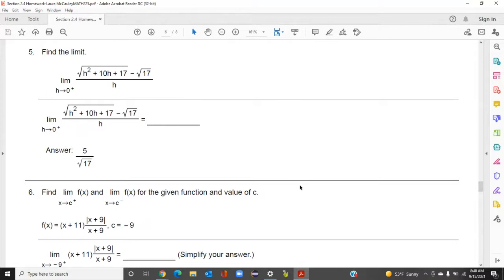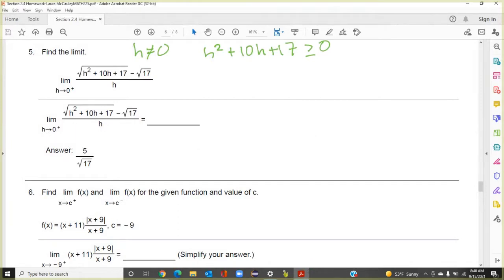All right, so let's look at number 5. This one looks like a big mess. So we're approaching 0 from the right-hand side. Notice here that h is actually not allowed to be 0 because of the h in the denominator, but also h squared plus 10h plus 17 has to be greater than or equal to 0 because it's under a square root. That doesn't factor nicely, so let's hope that we don't have to deal with that situation. But notice what happens if we try to plug the 0 in.